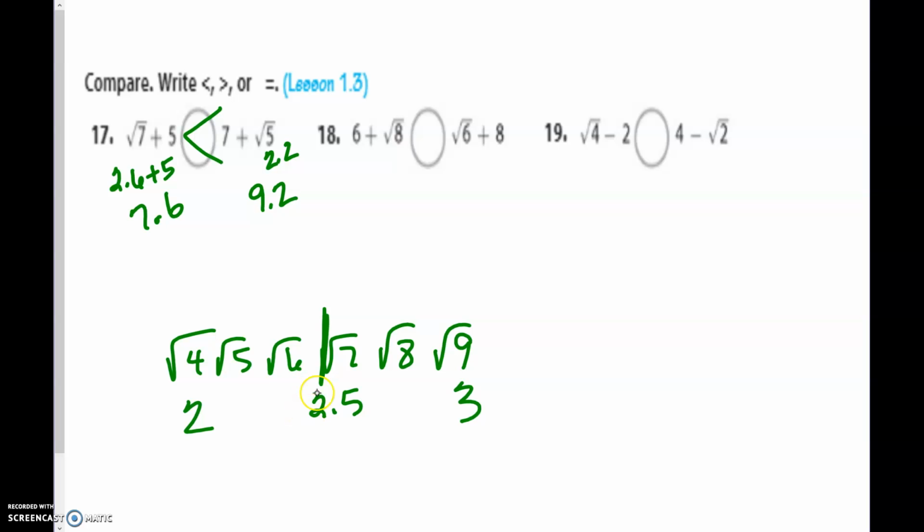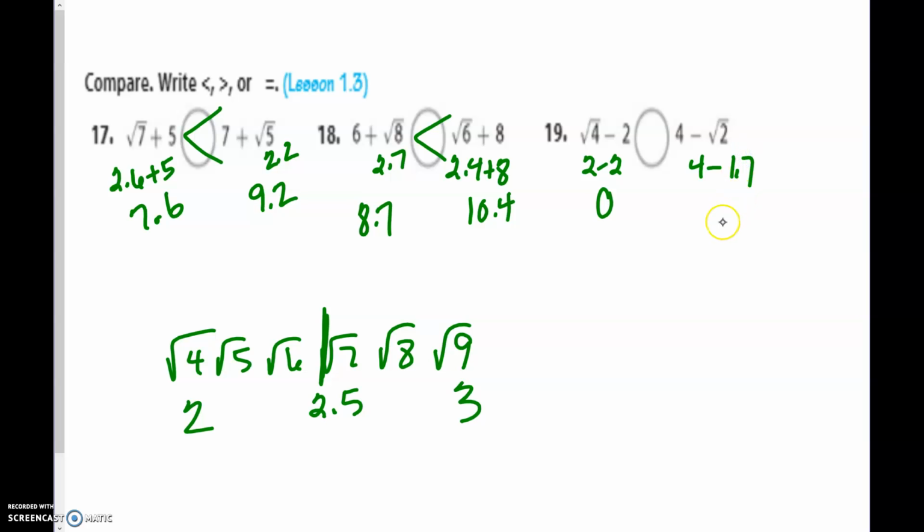All right, the square root of 6, well, we have that again here. So that's about 2.4 plus 8, so it looks like I have 10.4 over here. And the square root of 8 is going to be 2.7, so it looks like that's 8.7. So again, it's going to be bigger. All right, the square root of 4 is 2, so I have 2 minus 2, which is 0. And 4 minus something, let's just say 1.7, is going to be something, so that is going to be bigger. So it looks like all of them are bigger.